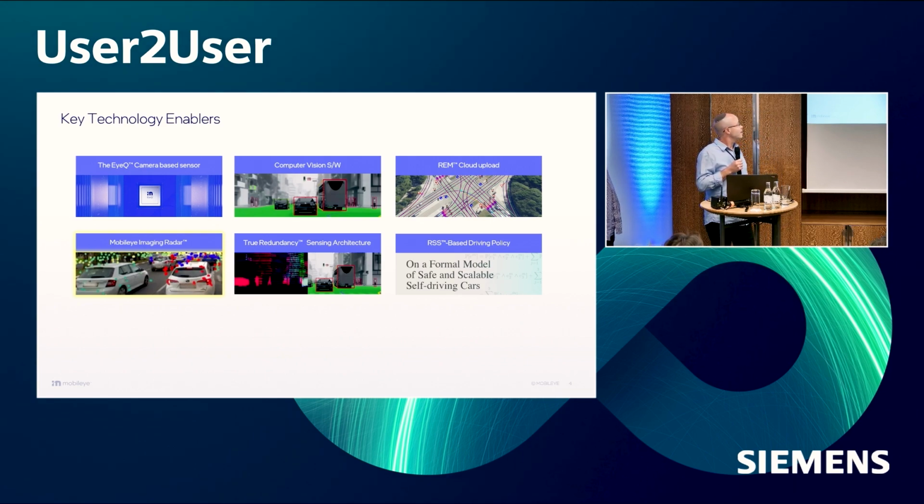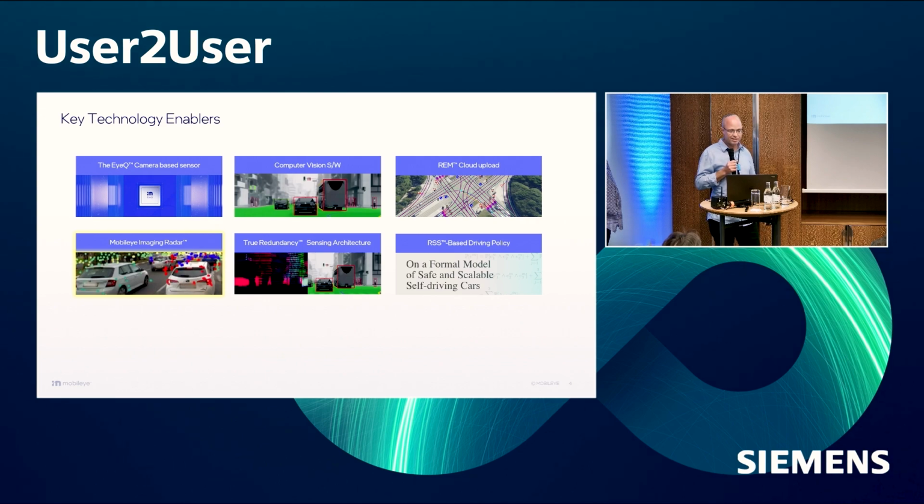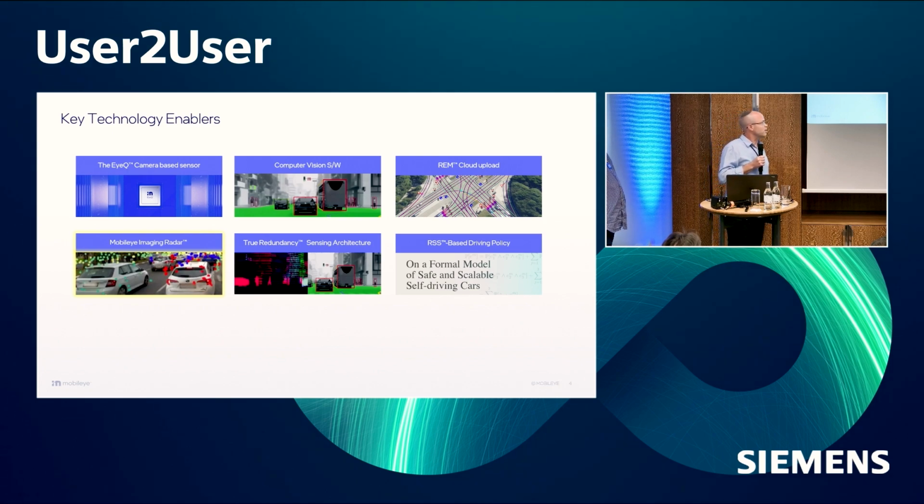Our imaging radar, a high-resolution imaging radar, which is stated to be second to none, not by us, by the way, by our customers, provides true sensor redundancy to our vehicles. And finally, we're able to formally measure this by an academic concept that was developed by our founders to actually measure the safety level of our vehicles.